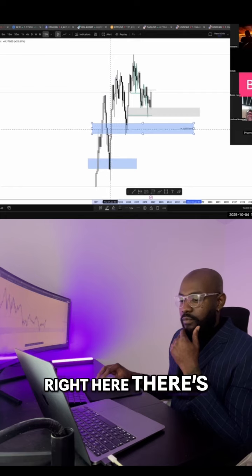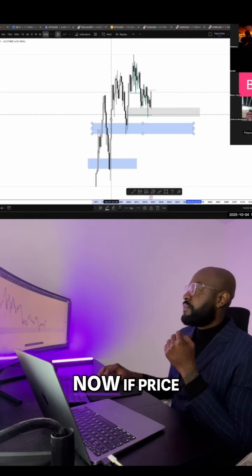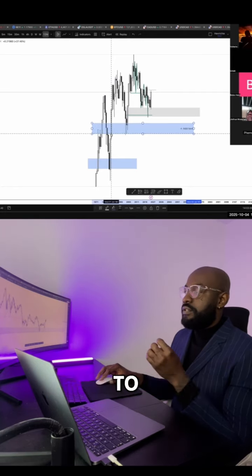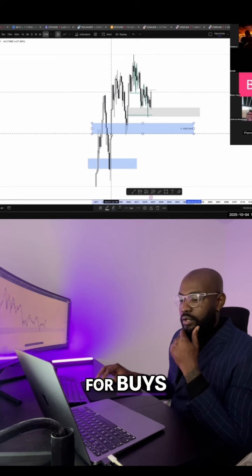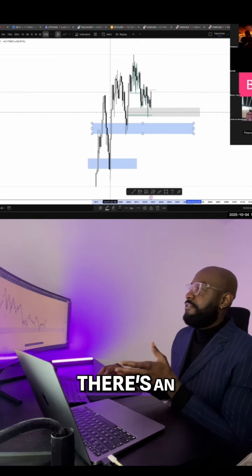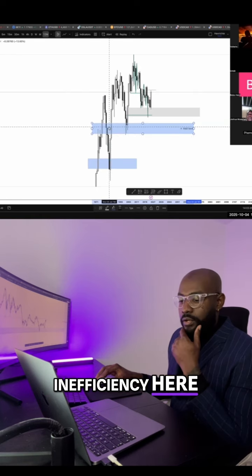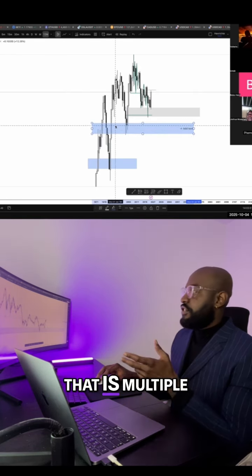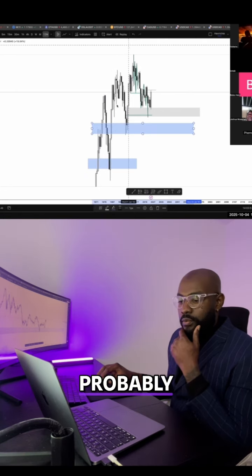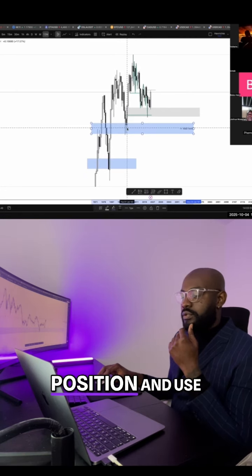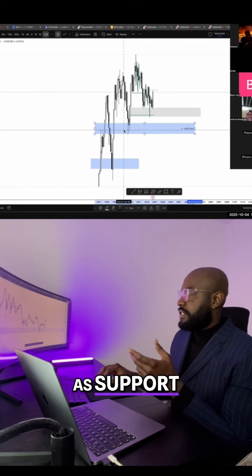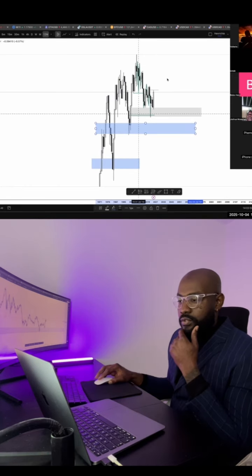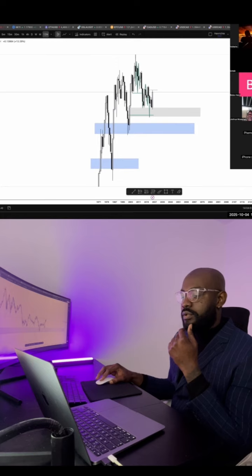And I can see right here, there's an inefficiency here. Now, if price comes into this position, to me, it's a high probability area for buys. The reason is because there's an inefficiency here, and then there's this inverse fair value gap behind. So that is multiple confirmations that price will probably come down into this position and use it as support for a continuation to the upside. Is that making sense?